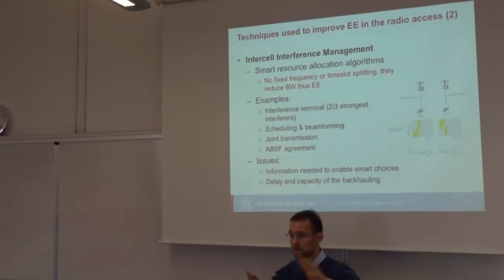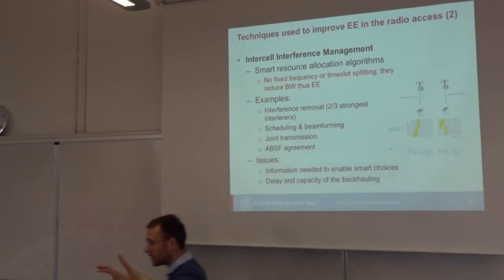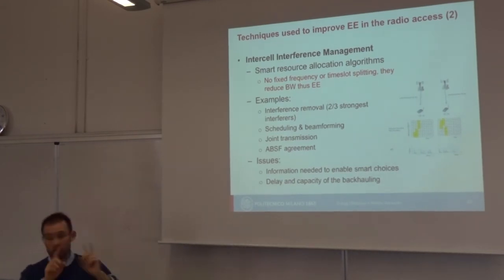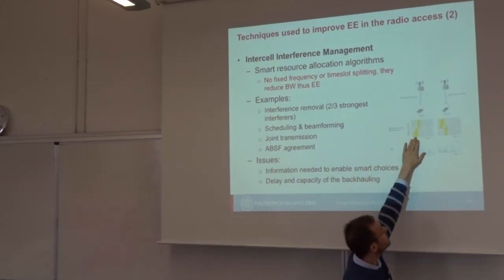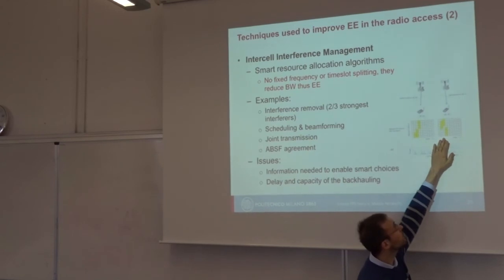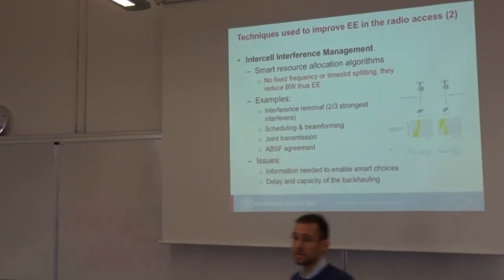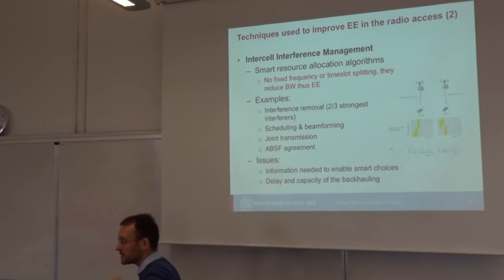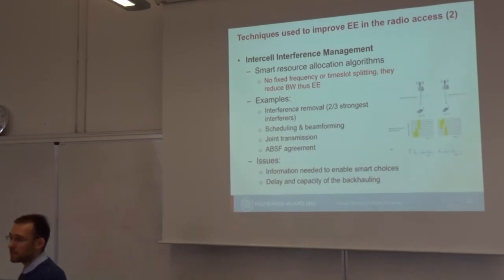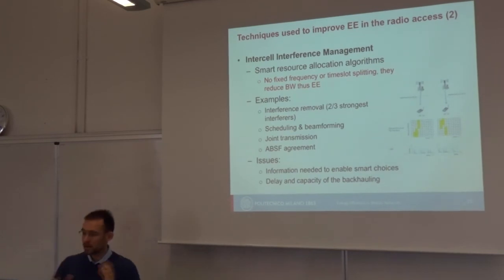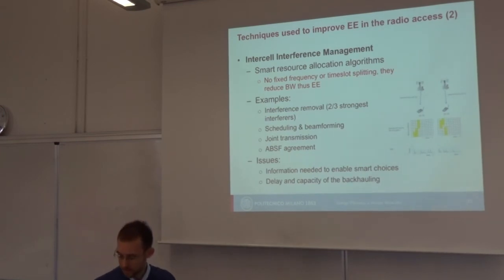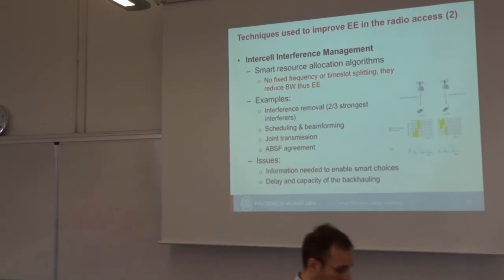So if you do the opposite, you can schedule critical mobile stations for the two base stations. And in this time slot, for the other base station, you don't serve users, but you just transmit pilots. That's why it is called almost blank, because you transmit something, but it's a very low specification. These are the types of things that you can do in terms of interference reduction.